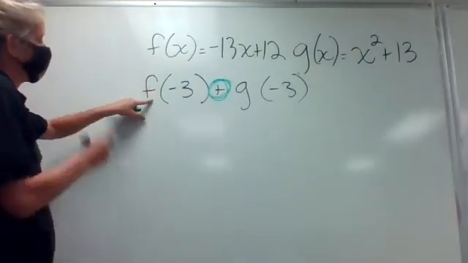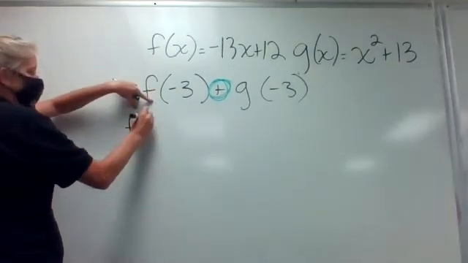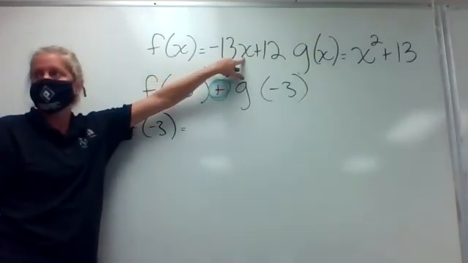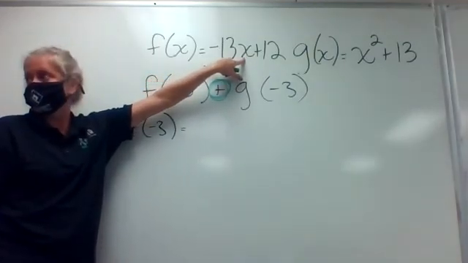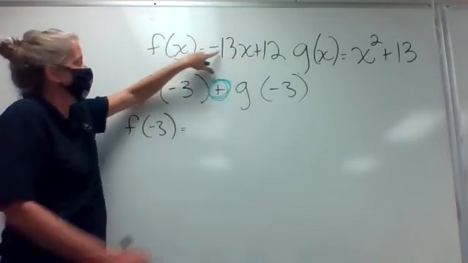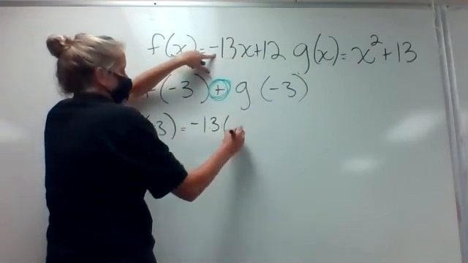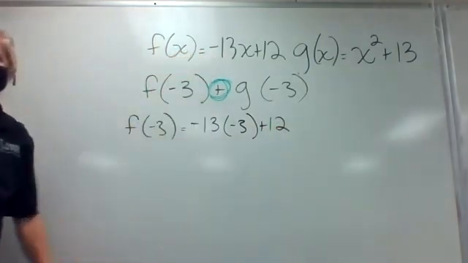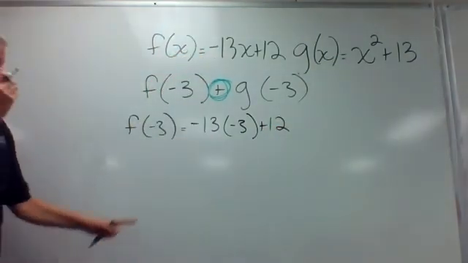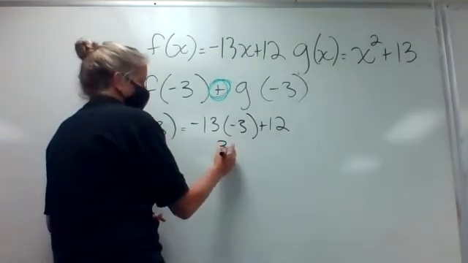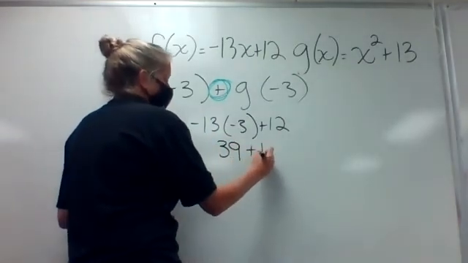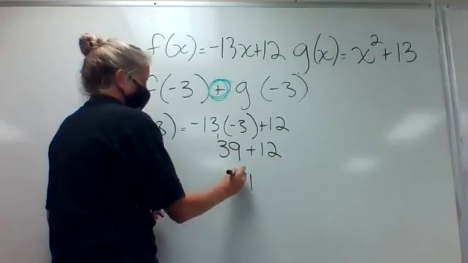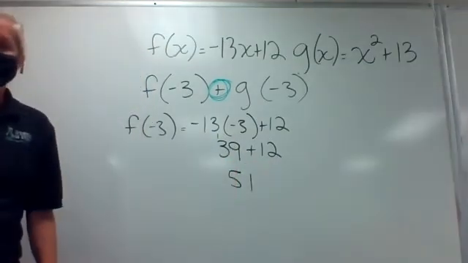So what does f of negative 3 mean to do? It means to go to my f function and replace its x with negative 3. So if I do that, I have negative 13 times negative 3 plus 12. Negative 13 times negative 3 is positive 39 plus 12, which gives me 51.